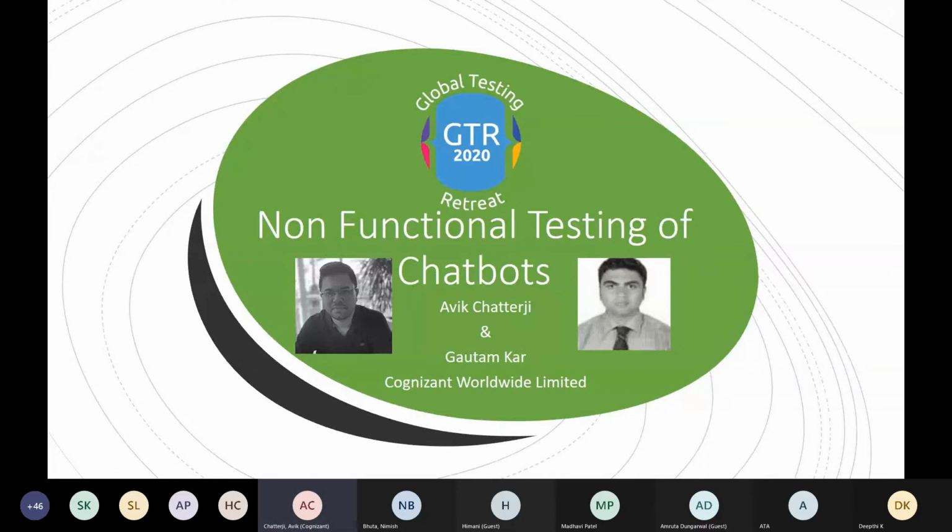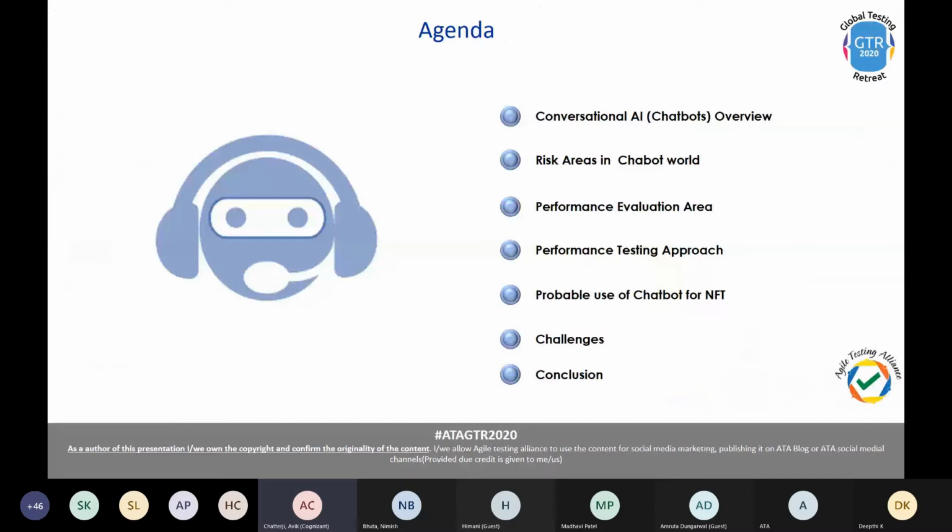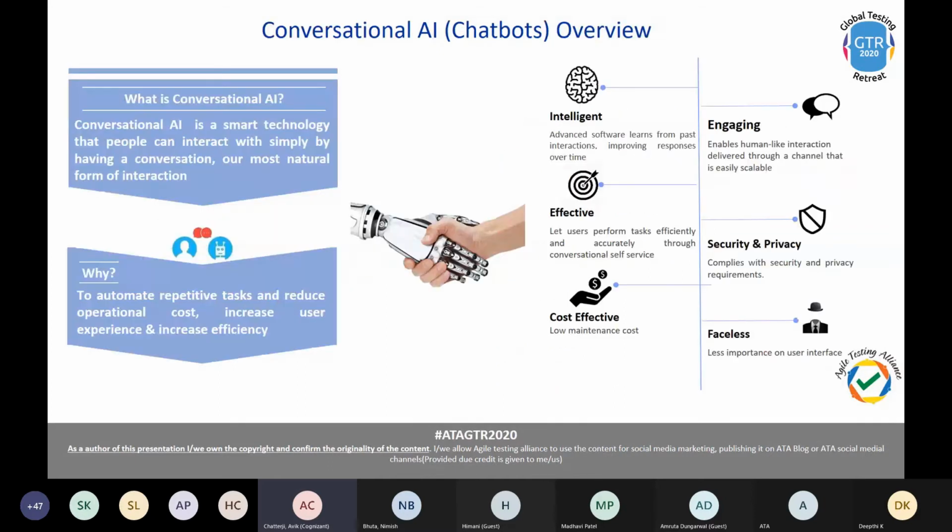So these are the basic topics that we will be going through during our session. First, starting with conversational AI overview. Chatbot or conversational AI is the latest buzzword in the industry, which generally uses voice as the mode of interaction. There are other modes of interaction as well, but predominantly it uses voice.